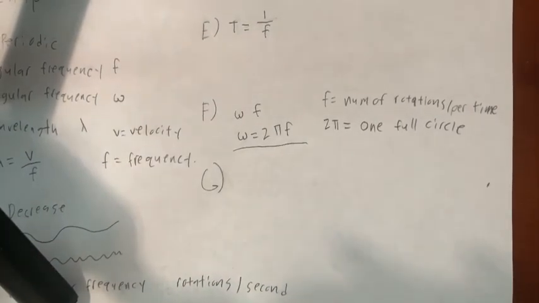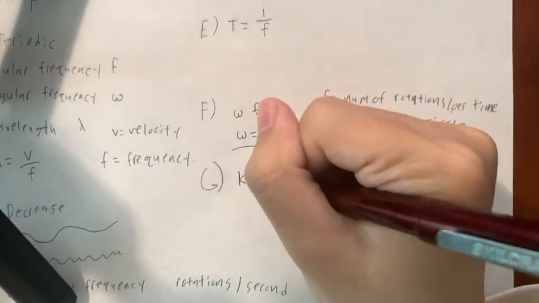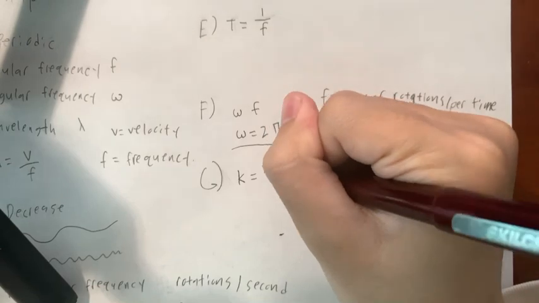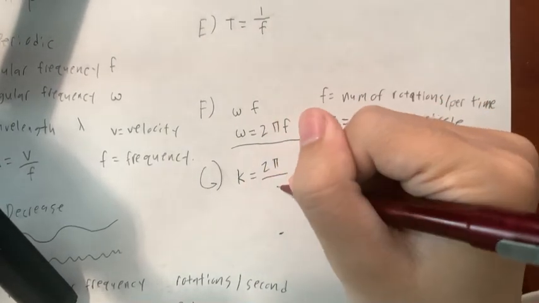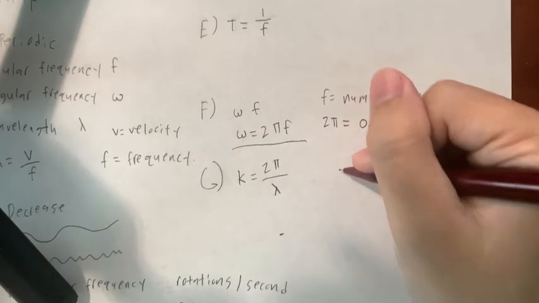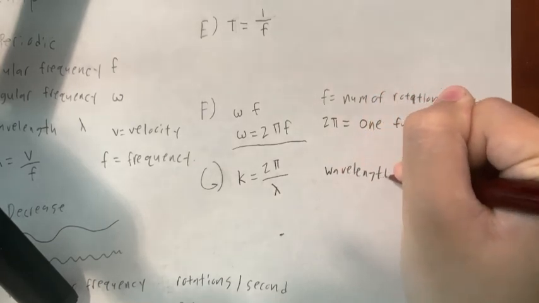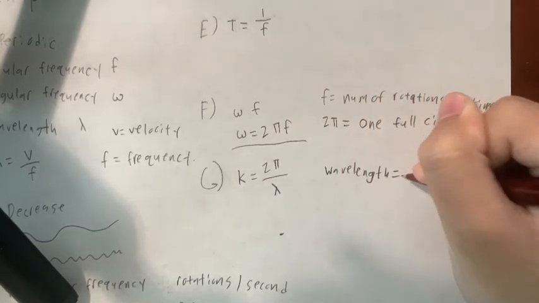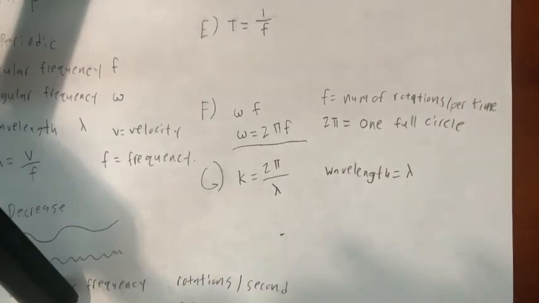We can find the angular wave number, which can be represented by k, if we take 2 pi, which represents one full circle, and divide that by lambda, which will represent a wavelength. The wave number can also be described as the number of wavelengths per unit distance, hence the equation.